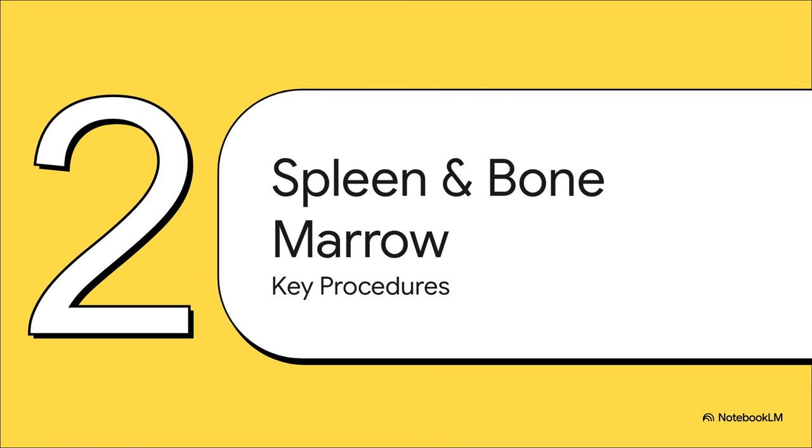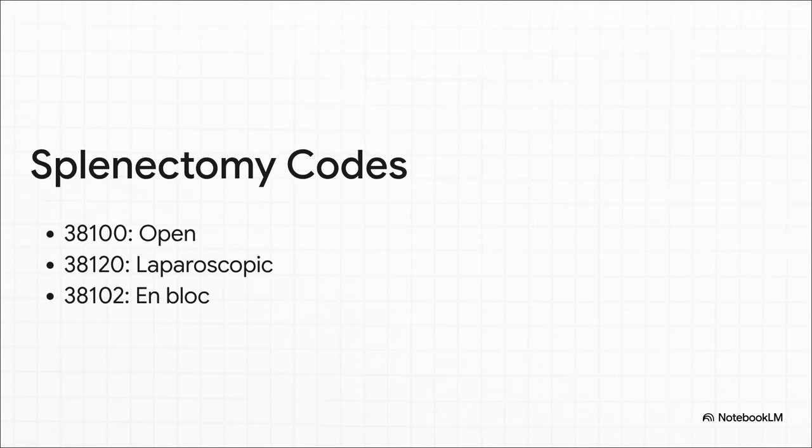Moving on to Section 2, spleen and bone marrow procedures. What's really fascinating here is how CPT separates splenectomy codes based on the surgical approach. This is a massive exam trap. For an open splenectomy, you use base code 38100. But if the surgeon uses a laparoscope, jump over to 38120. And if the spleen is removed en bloc, meaning it's taken out entirely attached to surrounding organs, you'll look at 38102. Approach literally changes everything here.